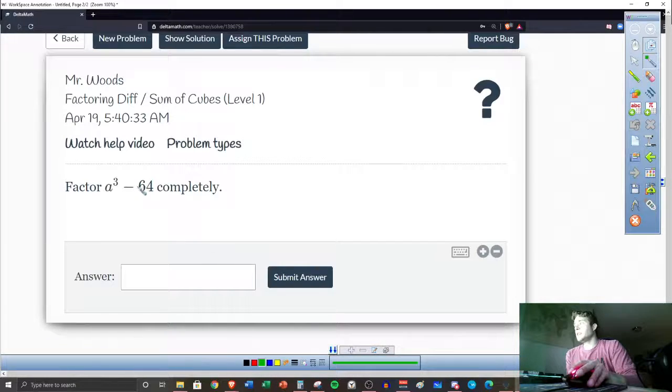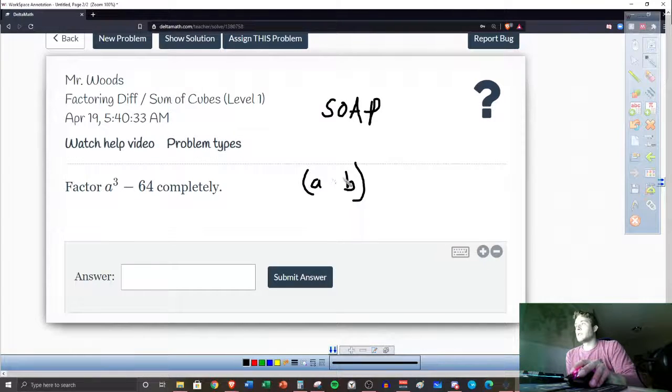Let's work this. So this is a difference, right? If we remember SOAP, and we remember our format, this is a, b. What's the symbol that's going to go there? Well, it's minus, right? Then a squared, then the opposite sign, so this is a plus, a, b, always positive at the end.